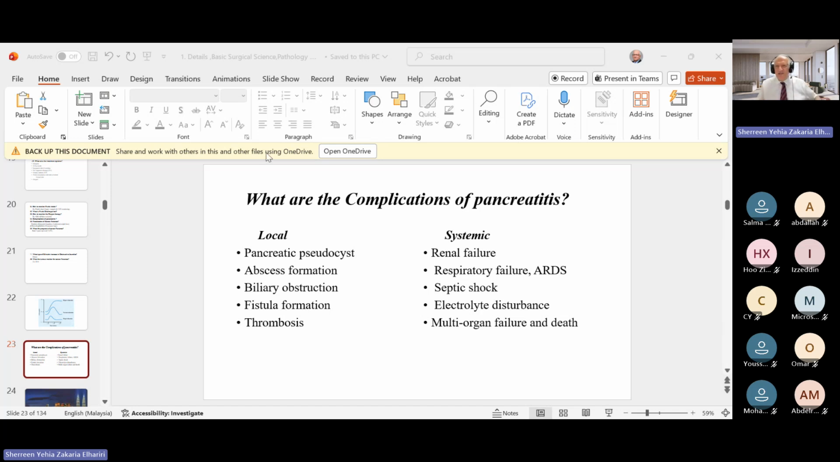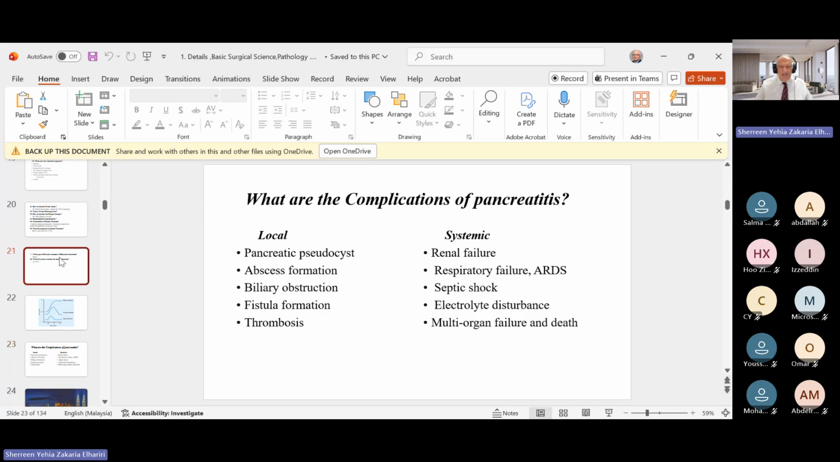Local complications, something in the pancreas, like pseudopancreatic cyst, acute hemorrhagic pancreatitis, necrosis, obstruction, fistula, and systemic or general complications like hypocalcemia, renal failure, acute kidney injury, acute respiratory distress syndrome, till multiple organ failure.